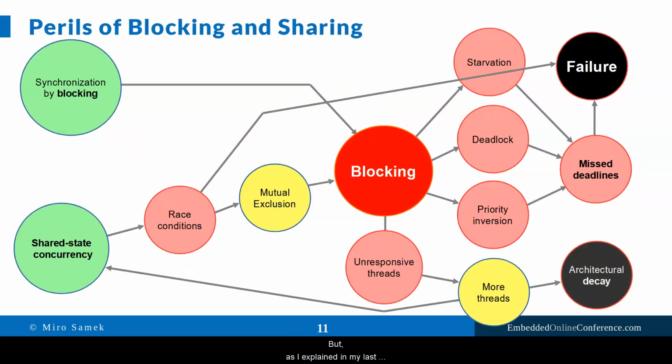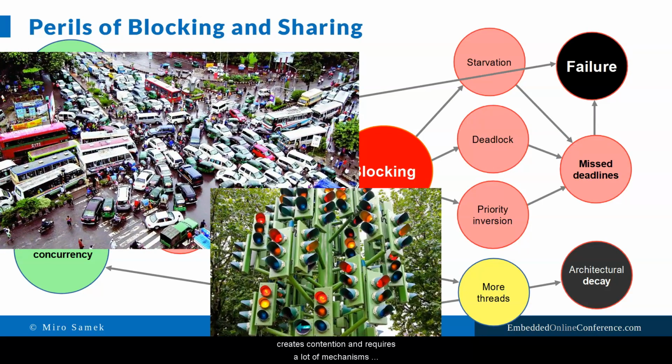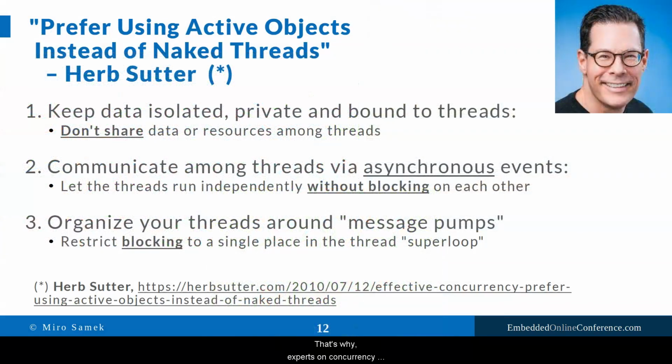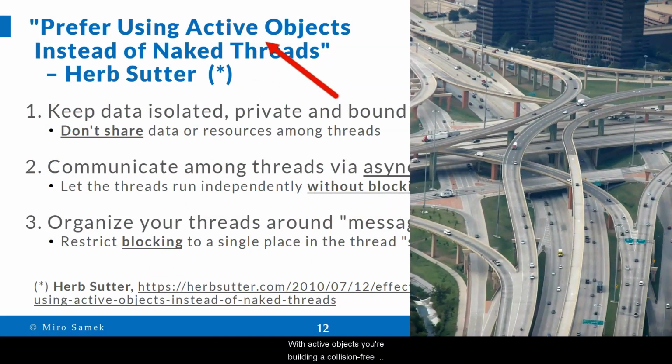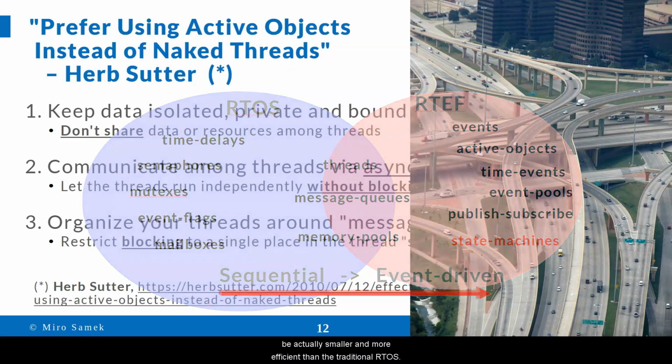But as I explained in my last year's talk, this sharing and blocking creates contention and requires a lot of mechanisms to avoid collisions. That's why experts on concurrency advise to avoid sharing and blocking and instead use the active object design pattern. With active objects, you are building a collision-free infrastructure. But while this picture might suggest that the infrastructure is very expensive, it turns out that in software, the active object solution can be actually smaller and more efficient than the traditional RTOS.